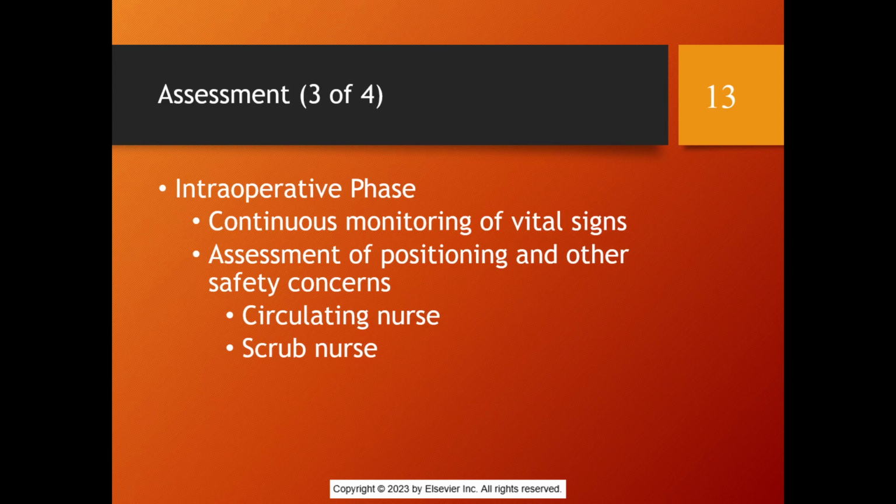Two key roles in the intraoperative phase are those of the circulating nurse and the scrub nurse. The circulating nurse is a perioperative nurse who works outside the sterile field. They coordinate, oversee, and are involved in the patient's nursing care in the operating room. This includes preparing the room before surgery, assisting with anesthesia induction, and ensuring the patient's safety throughout the procedure.